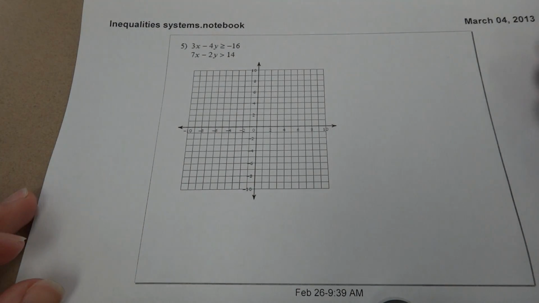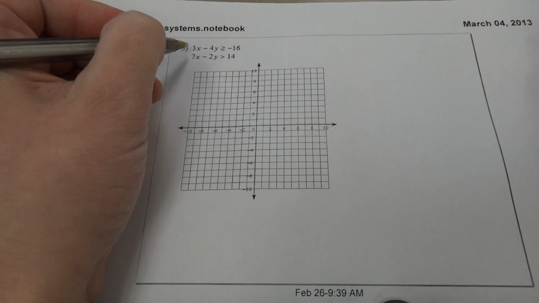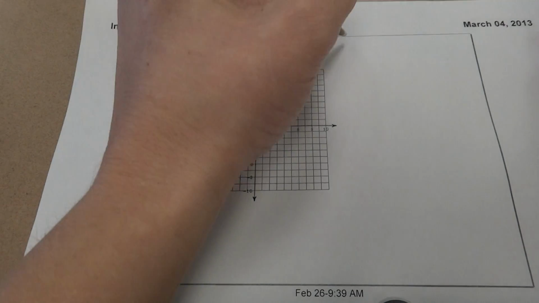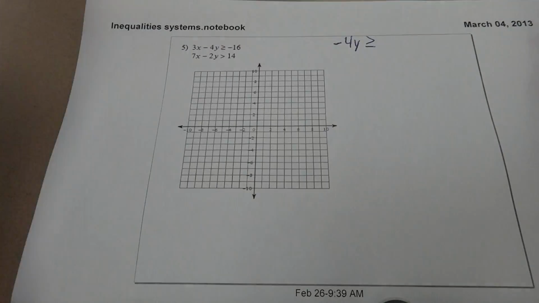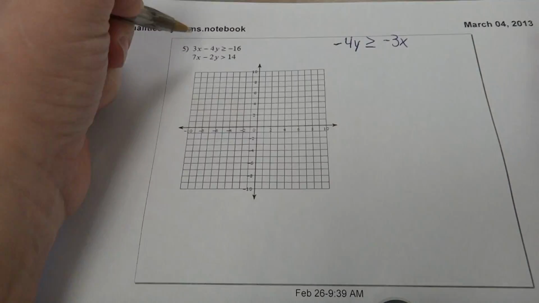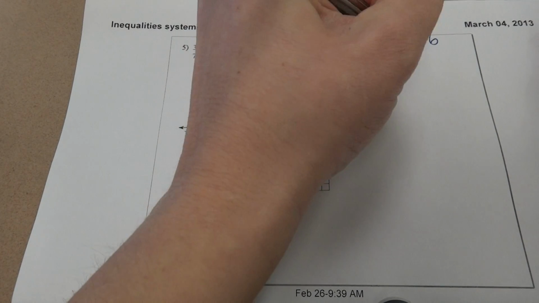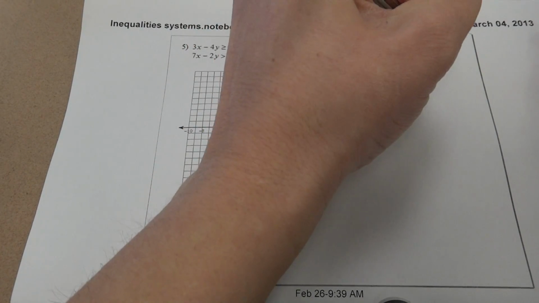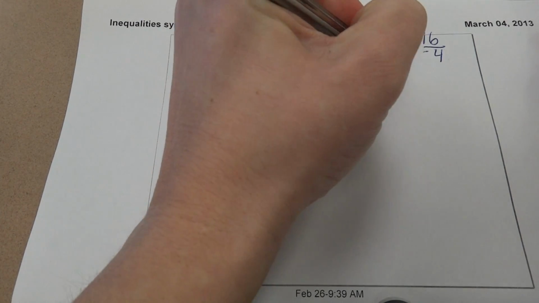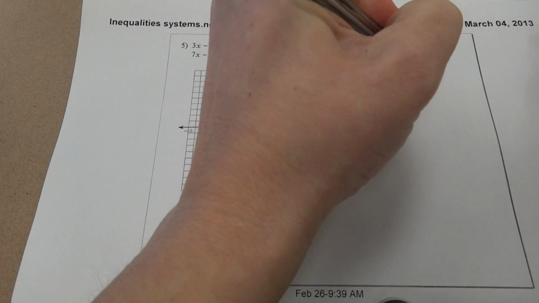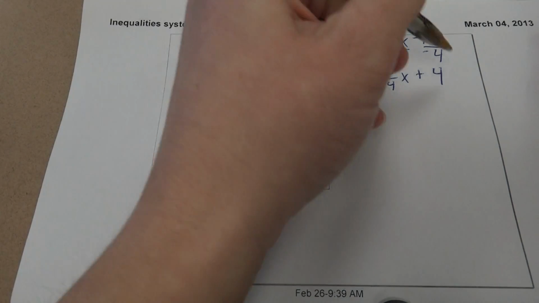All right, so for example 5, both of them need to be solved for y. So for the first one, I'm going to subtract 3x from both sides. So I'll be left with negative 4y is greater than or equal to negative 3x minus 16. Then I'll divide by negative 4 on both sides. So I get y is greater than or equal to 3/4 x plus 4. So there's my first inequality that I can graph.